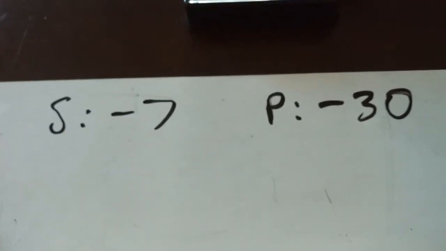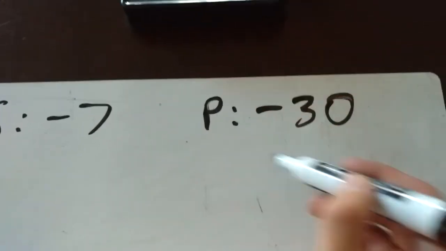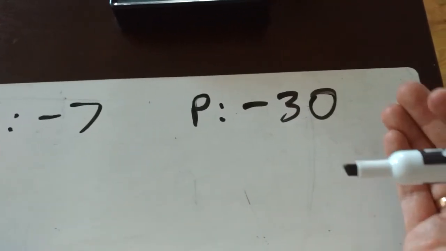So think for a second, what two numbers would add to be negative 7 but multiply to be negative 30? Well, because negative 30 is a negative number, you know one number's got to be positive, one's got to be negative.